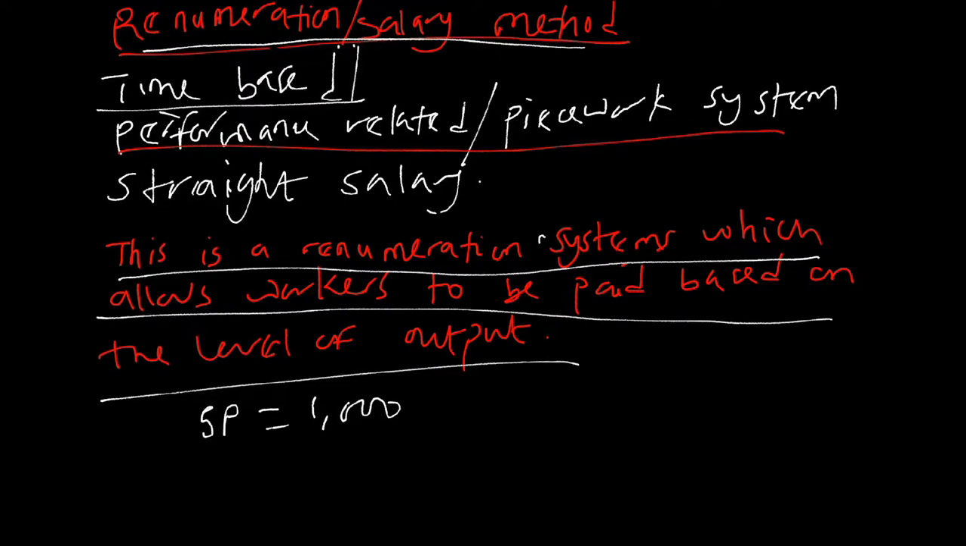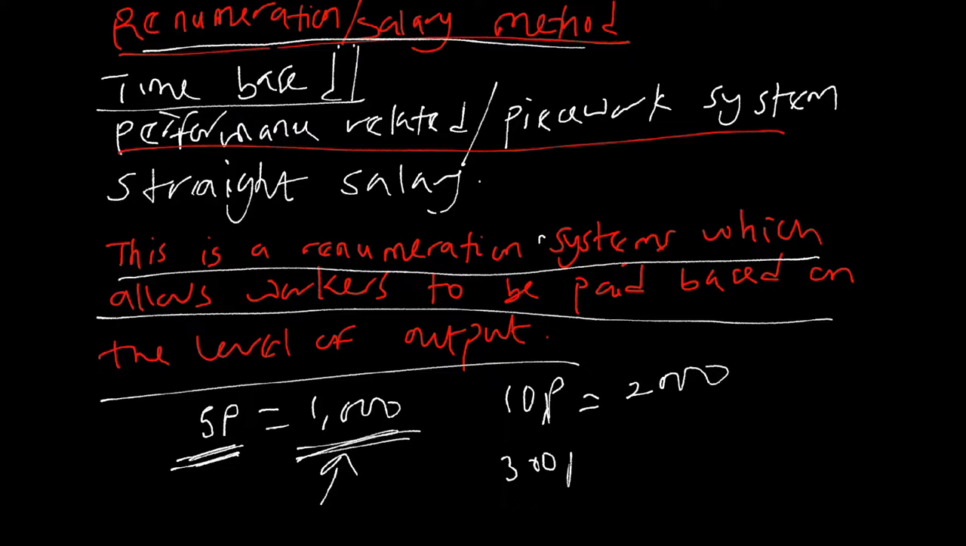This system doesn't allow room for laziness. That's because it is the product you produce that will determine how you will be paid. So you, as an employee, want to work hard so that you can be paid a high remuneration. For 5 products you produce, you'll be paid 1,000 naira. If you produce 10 products, you'll be paid 2,000 naira. That's what it means.